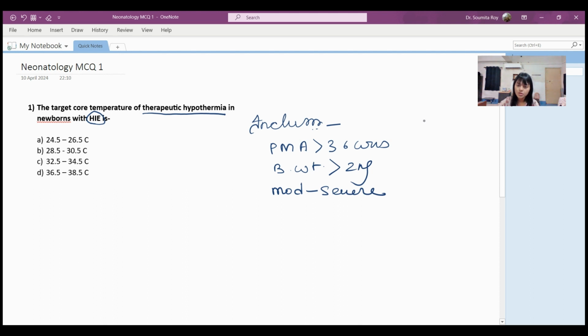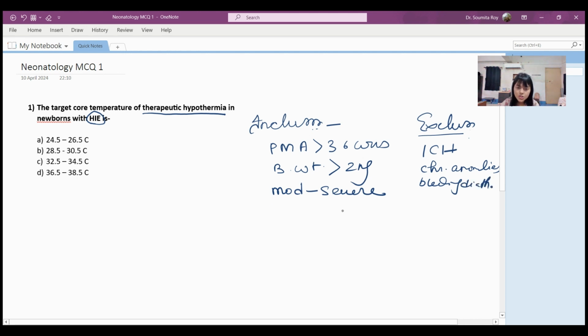Okay, and what are the major exclusion criteria? Major exclusion criteria are: if there is any severe intracranial hemorrhage in the baby, if there is any lethal chromosomal anomalies in the baby, or any bleeding diathesis. These are the relevant important points which you need to know. And one more important point is, therapeutic hypothermia should be induced at least within 6 hours. These are the relevant important things which you should know.